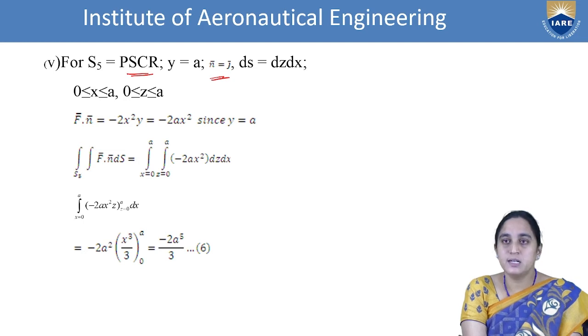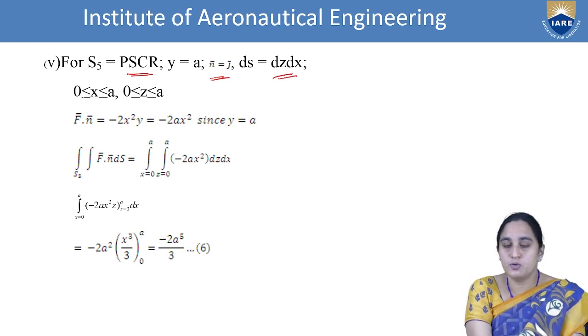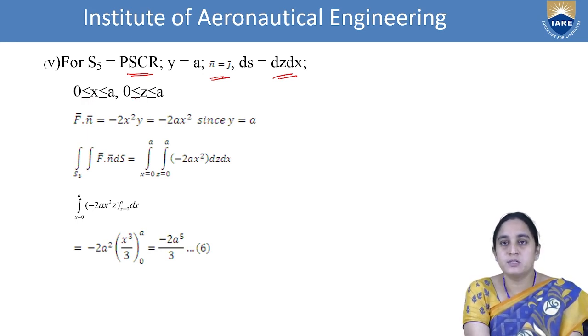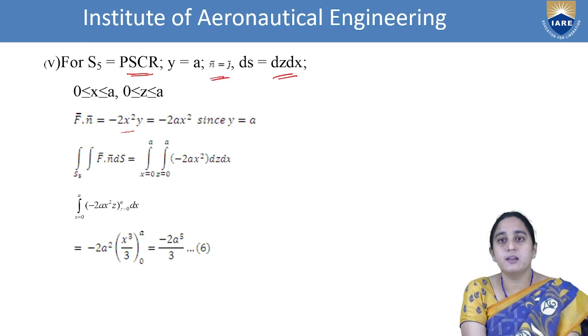From that, what is ds? ds is equal to dz dx, and the x limits are 0 to a, and the z limits are also 0 to a. Then multiply f bar dot n bar, the product of f bar and n bar. After the product of the two, directly we get minus 2x square y.